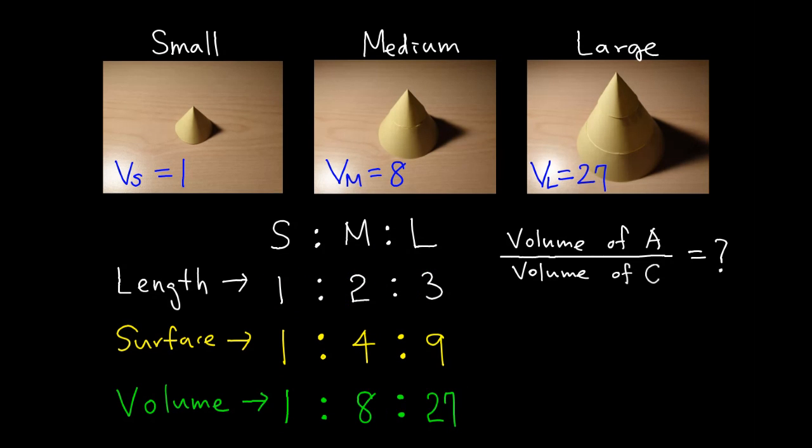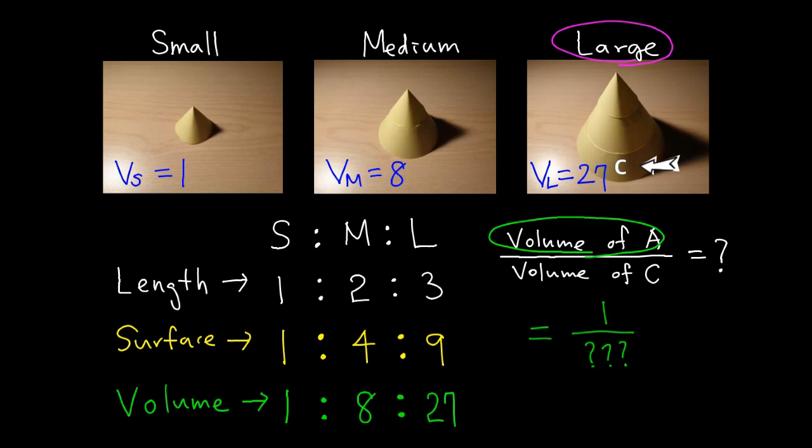And since our mission was finding the ratio of the volume of A to the volume of C, and knowing that the volume of A is 1, we can write 1 for the numerator, and I just need to find what the denominator will be. If you look at the large cone, we can find the volume of the solid C by subtracting this cone volume from the whole thing. And as you might have noticed, that's the same thing as the medium cone, which has volume 8.